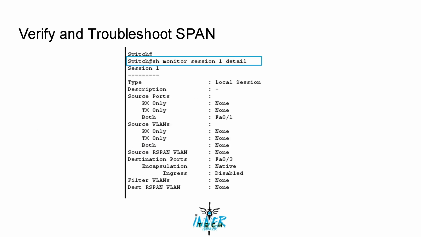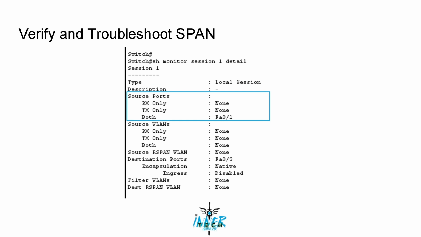We can use show monitor session 1 detail, which will include Type. This indicates the SPAN session is a local SPAN session, meaning that it is monitoring traffic within the same switch. Description. This field displays the description of the SPAN session if we had configured one. In this case, no description has been configured.